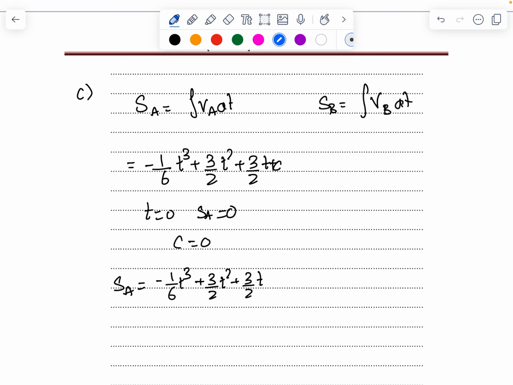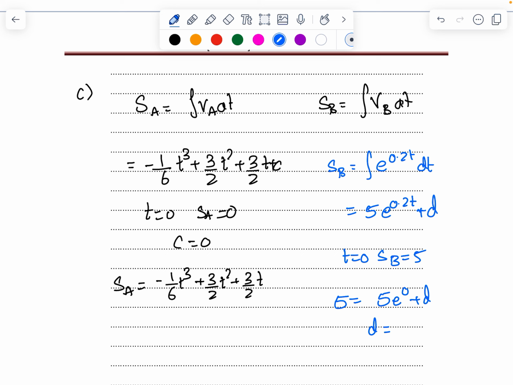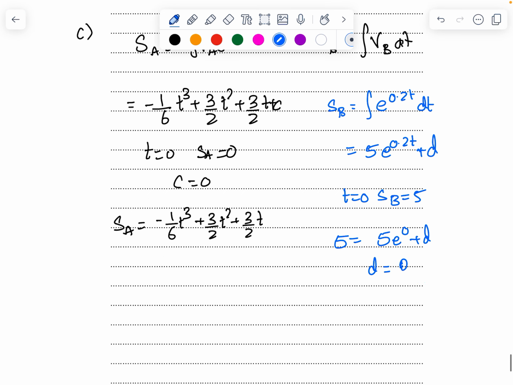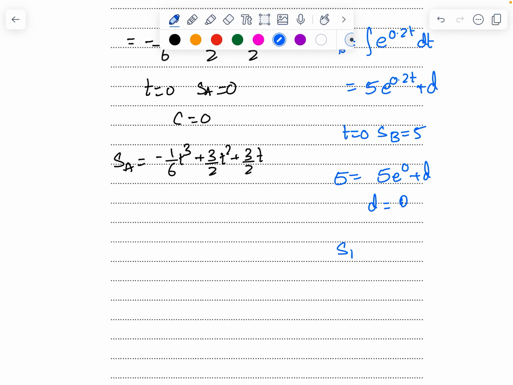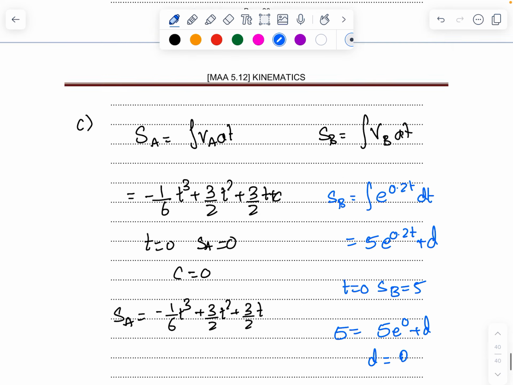Whereas for SB, SB equals to integral of e power 0.2 t dt, which will become 5 e power 0.2 t plus some constant d. But he gave that t equals to 0, SB equals to 5. Plug in that 5 equals to 5 e power 0 plus d. So d equals to 0. So therefore what is the SB's equation? 5 e power 0.2 t.